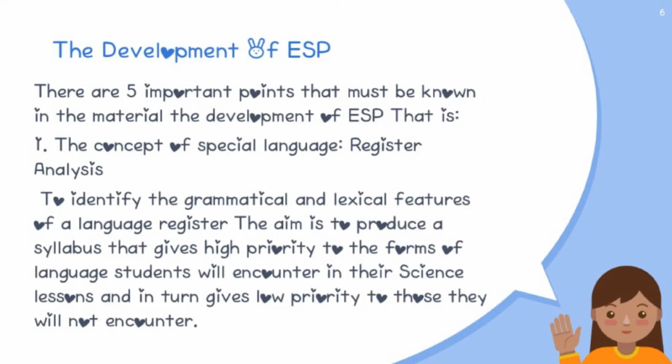There are 5 steps of analysis in the development of ESP. The first is the concept of special language or register analysis. To identify the grammatical and lexical features of a language register, the aim is to produce a syllabus that gives high priority to the forms of language that students will encounter in their science lessons, and in turn, gives low priority to those that they will not encounter.